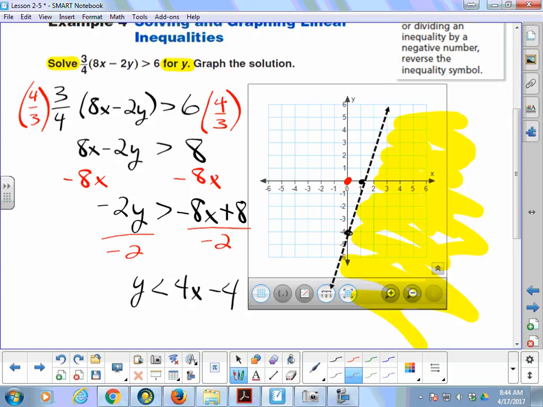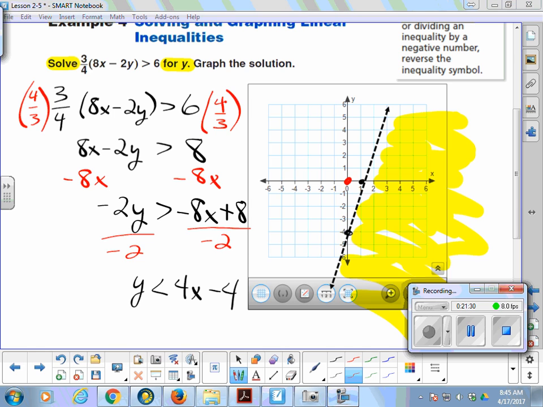So you're good on the graphing. We've done this before: solve for y, got it in slope-intercept form. The key here is that since we're working with an inequality, if you multiply or divide by a negative, you've got to make sure you change the direction of the inequality sign. And that's where graphing using the intercepts, or at least checking the origin to make sure it works, will help you.